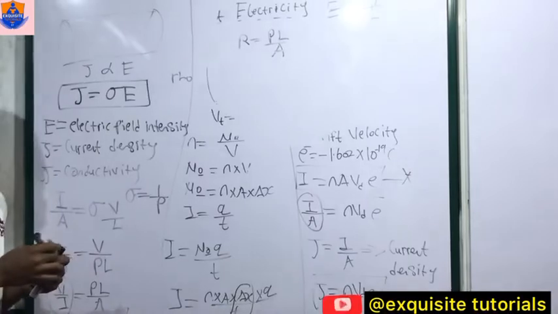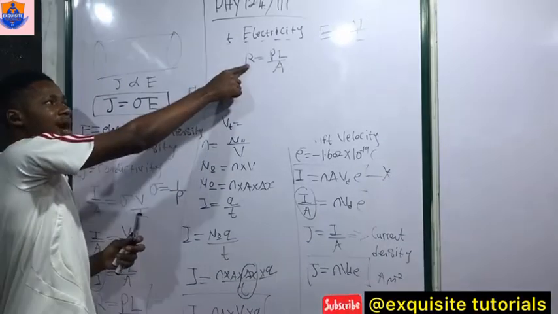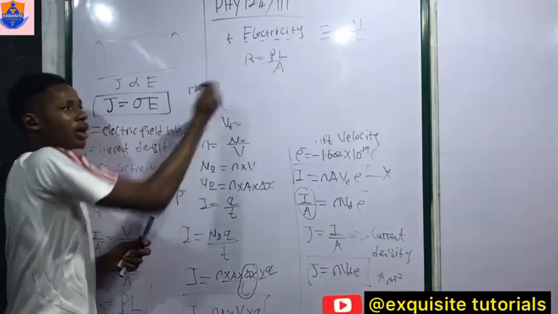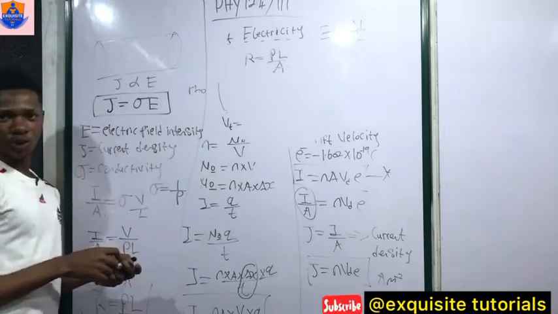Now, how does this work? How does that formula work? How do we even make use of it? This is the resistance. This one is the area. This is a constant. And L is the length of the conductor.